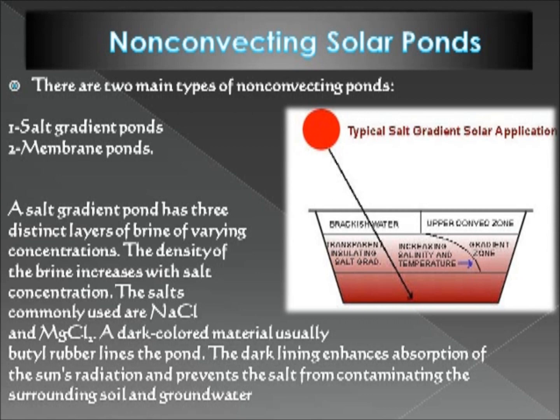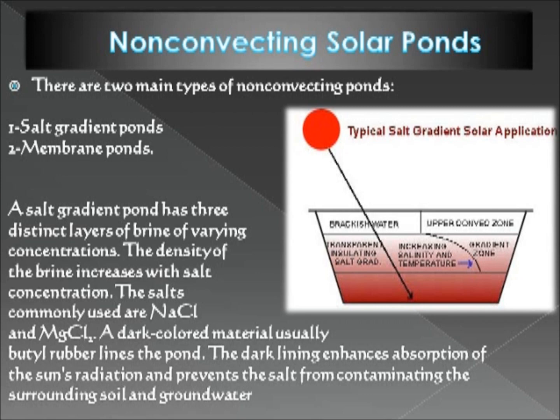A salt gradient pond has three distinct layers of brine of varying concentration, that is increasing salinity and temperature, which is the gradient zone. The density of the brine increases with salt concentration. The salts commonly used are sodium chloride and magnesium chloride. Other salts are also used, but in trace amounts.